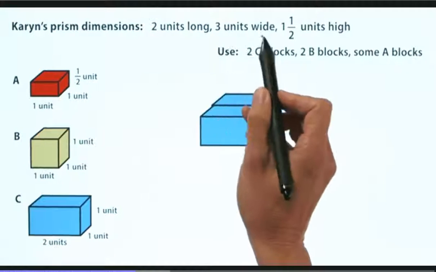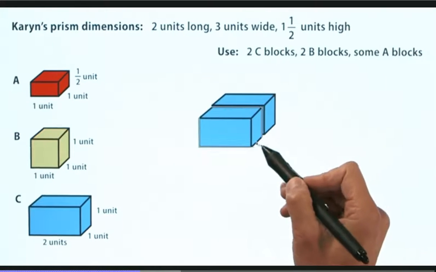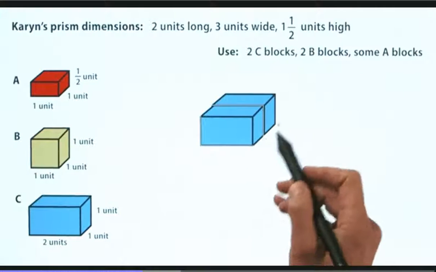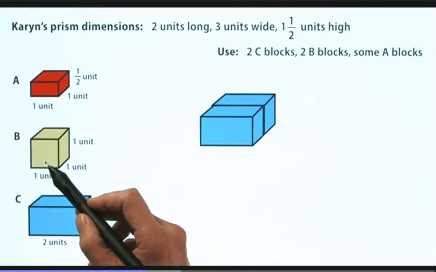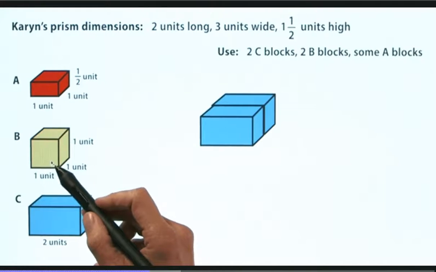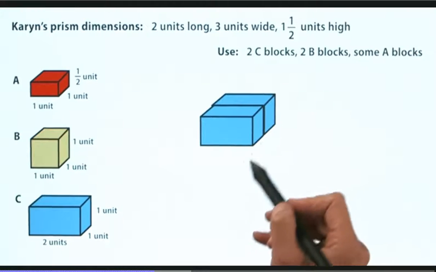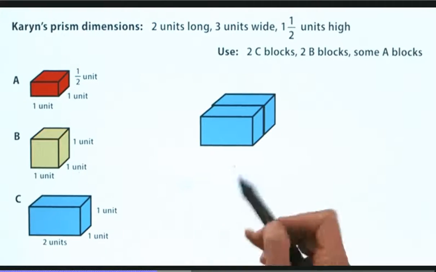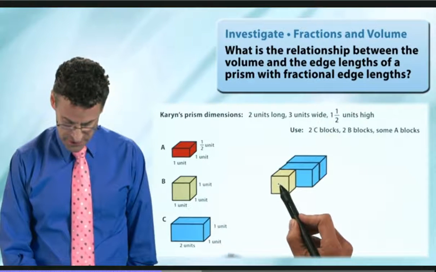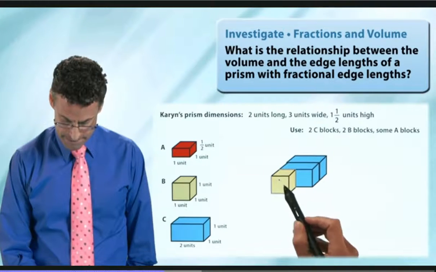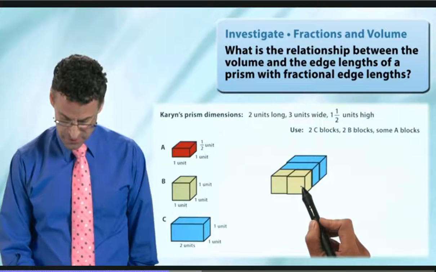Now I need it to be 3 units wide. Right now this is 1 unit by 1 unit, so these are 2 units right here, but I need it to be 3 units wide, and I'm supposed to use 2 B blocks. So I'm going to put 2 of the B blocks right in front, so they'll be 1, 2, and then 3 units wide. I'll put the first one down, try to line it up nice, and then bring the second one right in front.